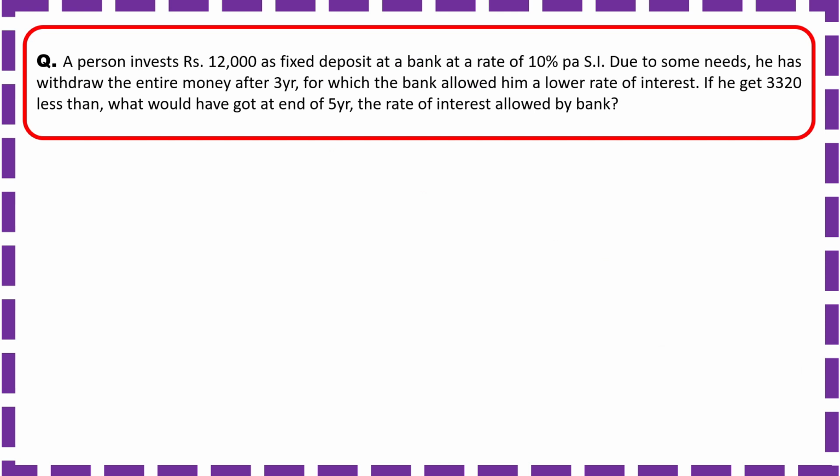Okay, let's move on to the next question. A person invests rupees 12,000 as fixed deposit at a bank at a rate of 10% per annum simple interest. Due to some needs, he has withdrawn the entire money after 3 years, for which the bank allowed him a lower rate of interest. If he gets 3,320 less than what he would have got at the end of 5 years, find the rate of interest allowed by the bank.